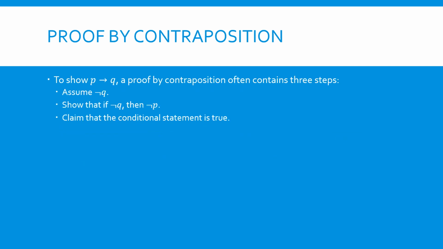As a result, to prove that P implies Q, a proof by contraposition usually contains 3 steps. First, assume that the conclusion Q is false. That is, we'd assume not Q. From there, we show that the condition P is false. In other words, we need to show not P. Then, we can claim that the original statement P implies Q is true based on logical equivalence.